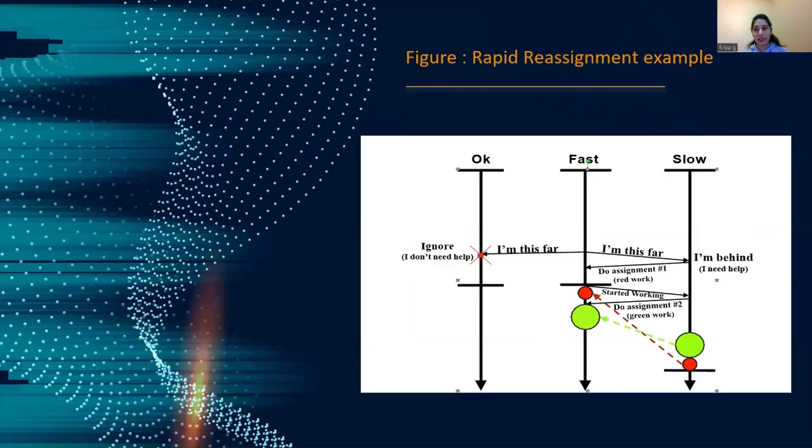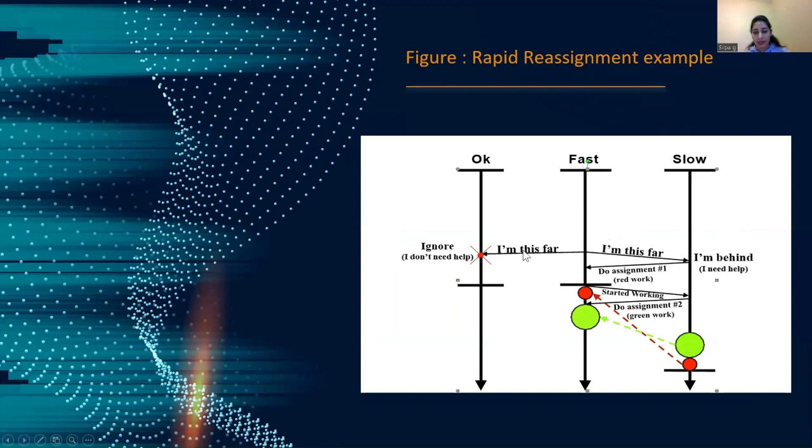The next one, rapid reassignment. Here we can see the image. This image presents a visual representation of the different stages or levels of progress in completing assignments or tasks. It has three vertical columns labeled OK, fast, and the last one is slow.